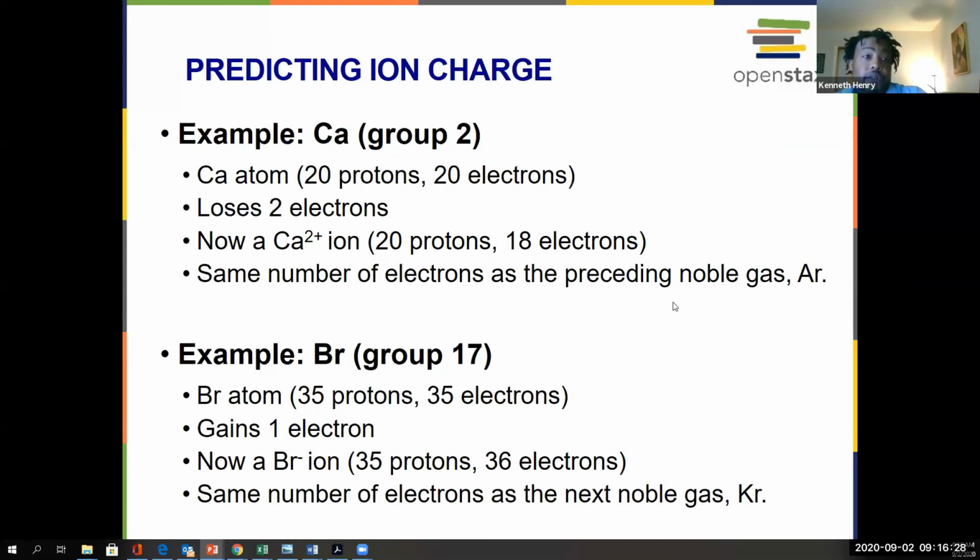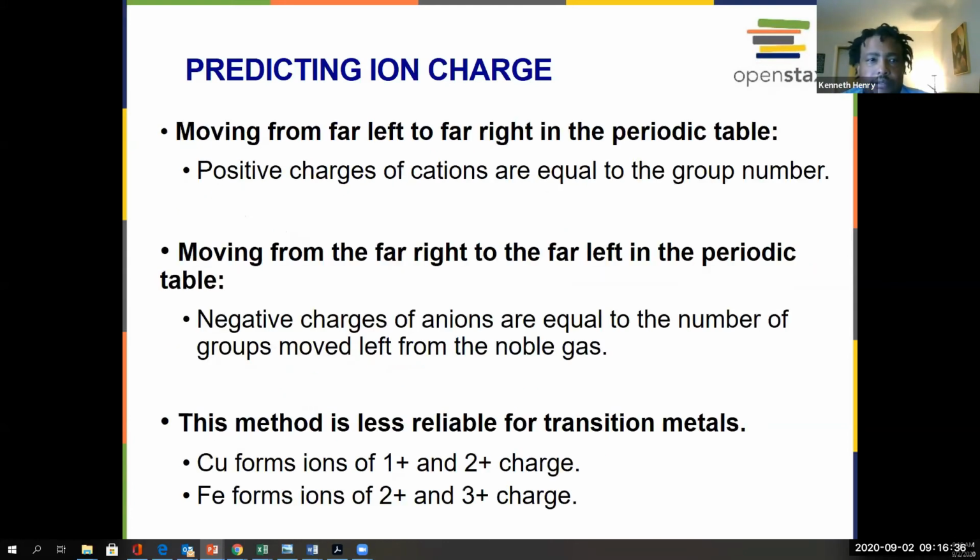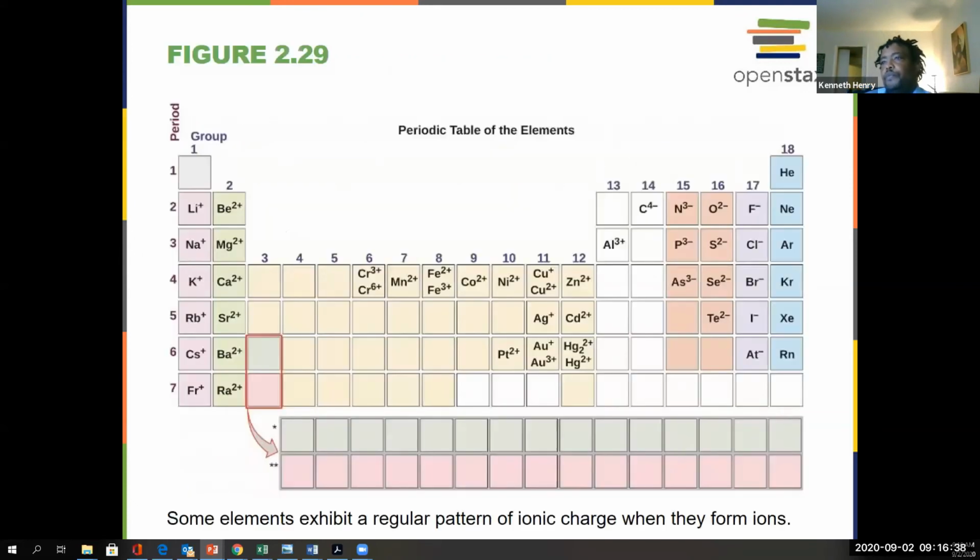And so we've gone over this as well, right? This is just giving you specific examples. These are some of the common ions that are observed. We know that all of these are going to be +1. All of these are going to be +2.